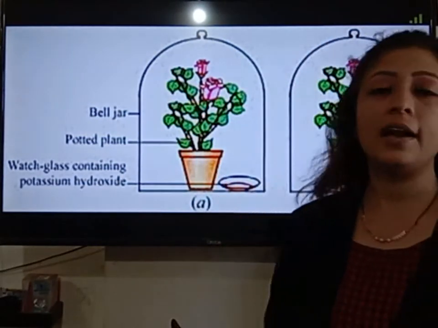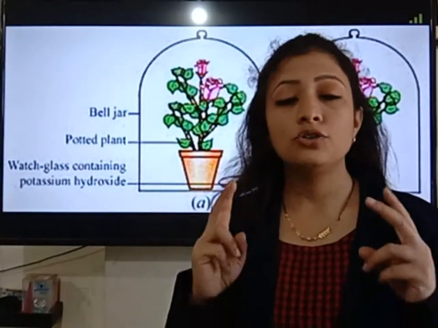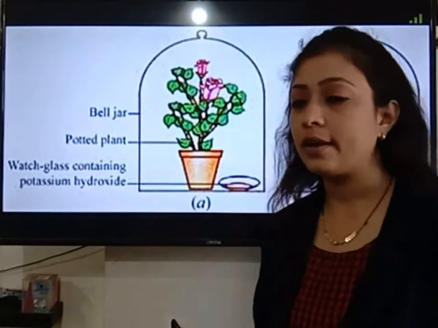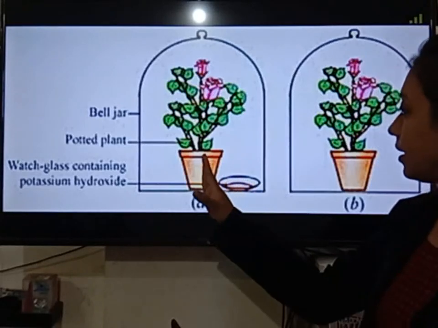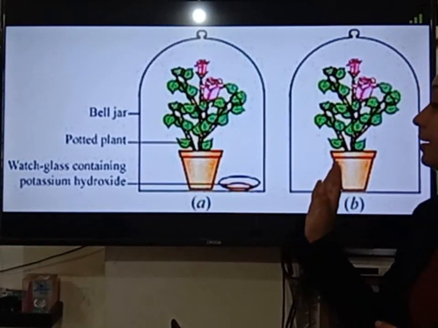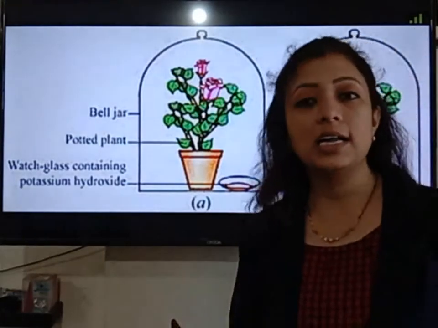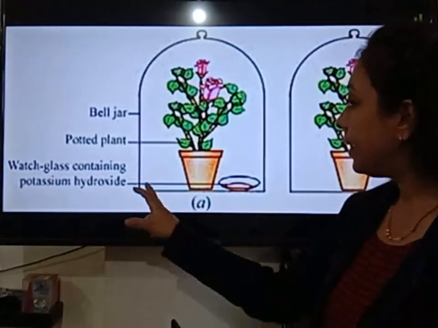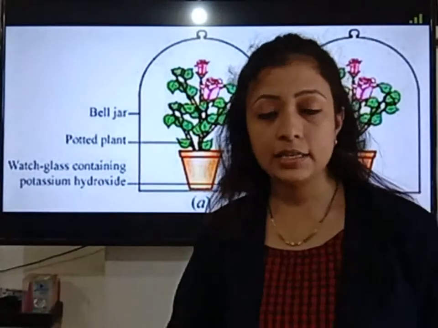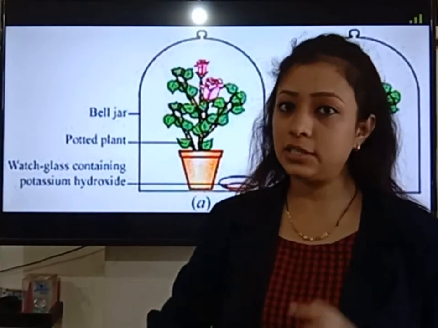For this experiment, children, you require 2 healthy potted plants. Now here we have taken 2 healthy potted plants, and we have covered both the potted plants with a glass jar. You can make this jar airtight by applying petroleum jelly.